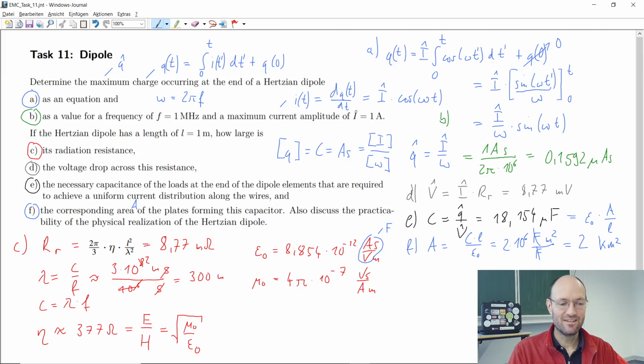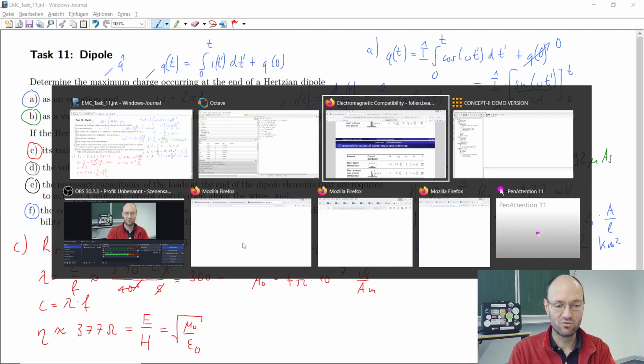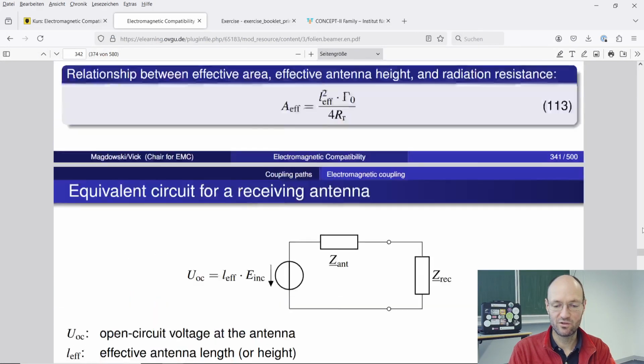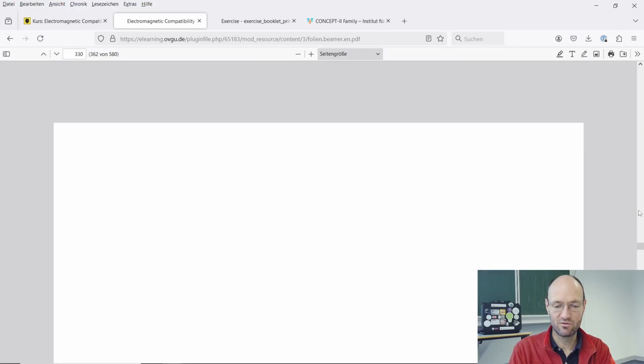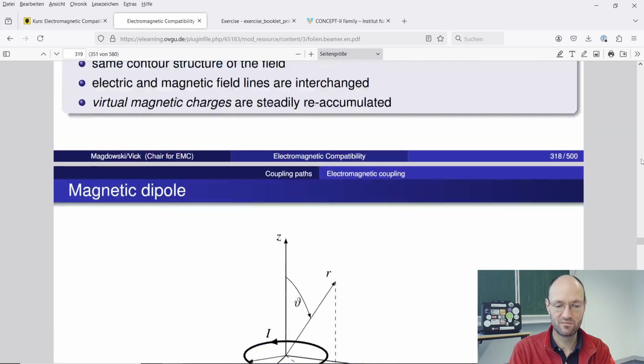Then the next idea is, when we just simulated, or not really simulated, when we calculated this dipole antenna here and found out what the maximum charge is, what the radiation resistance is, what the voltage drop is, what the capacitance is, and the area of some capacitor plates that we would need to build this, we can also try to simulate such a dipole antenna. So I will go back to the lecture slides where we have this.